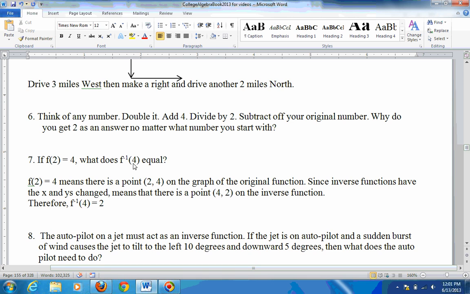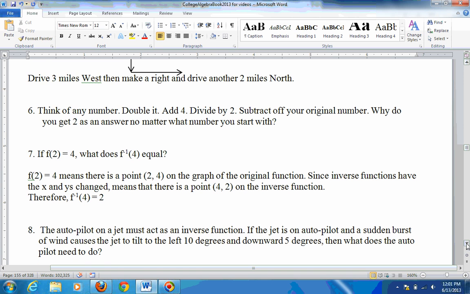So what does f inverse of 4 equal? 2. It's like here's a coordinate x, y. Since the y's and x's are switched, f inverse of 4 must equal 2. Like if this was f of 3 equals 5, then f inverse of 5 must equal 3. So they're just flip-flop like that.